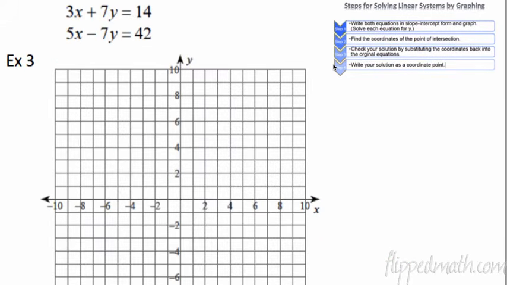Okay, for example 3, the only difference is the domain is a little bit larger, the range is a little bit larger. Instead of going to 5, we're going to negative 10. The rest of it's the same. So why don't you pause the video and do this one all by yourself. Ready? Go! Pause that video.